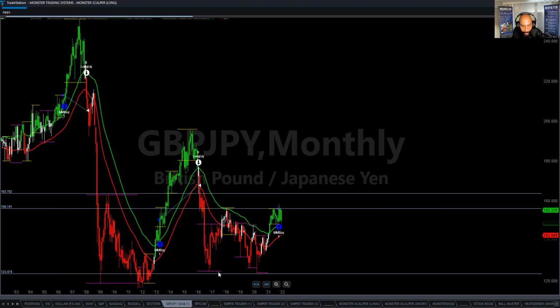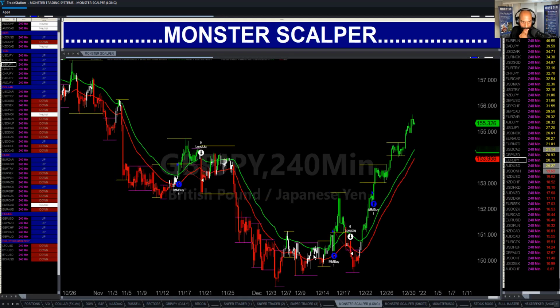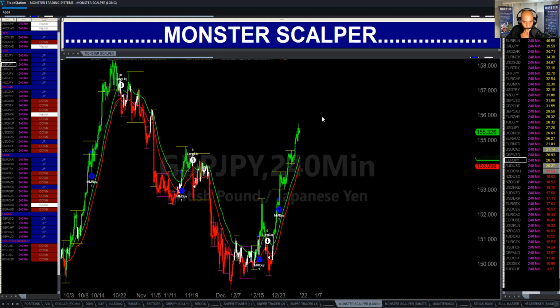Yeah, I hadn't looked at the monthly. I took a peek at it, like, well, how far can this thing go if it gets up? But when you put it back on a 4-hour chart, I'm like, how far can this thing really go? It can really go. Wow. So this is nothing here. It could really go.